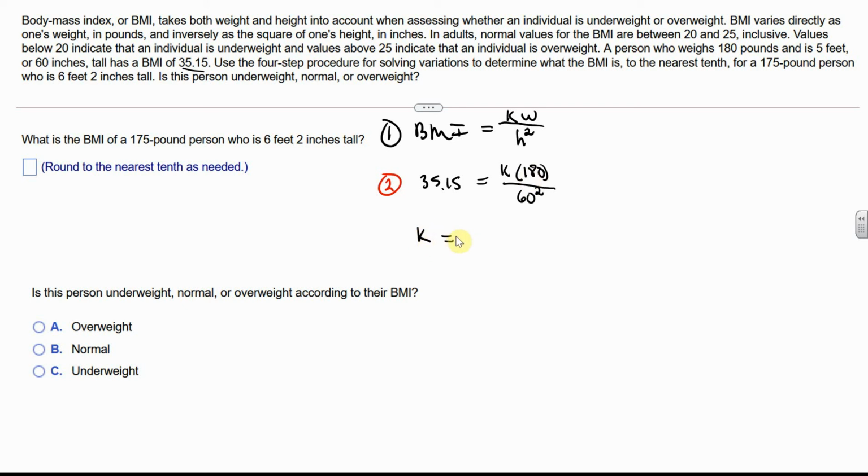So K is equal to 35.15 times 60 squared, all over 180. So here, this constant I get is 703. Is that what you get too? Anybody work that out in the calculator? 703. Just want to make sure I got it right.